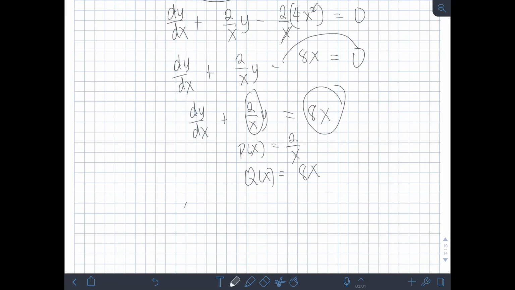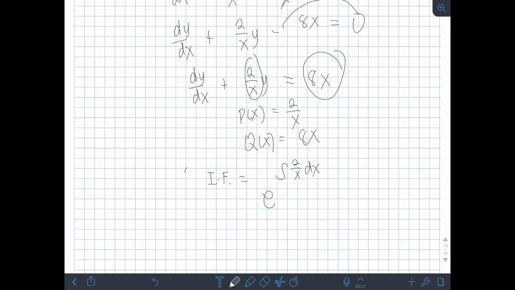Then, pwede nating mahanap yung integrating factor. So, integrating factor is equal to e raised to integral ng p of x dx. So, yung p of x natin is 2 over x, right? So, we have e raised to integral of 2 over x dx. So, yung 2, pwede nating itabi sa gilid. So, integral of dx over x na lang.